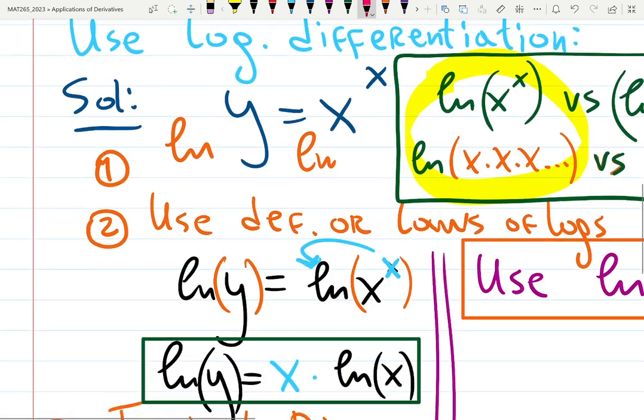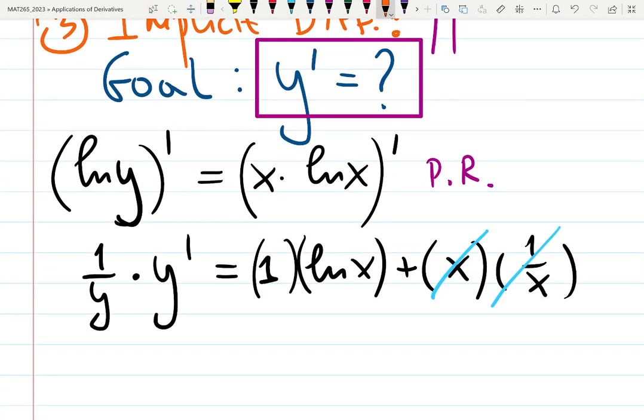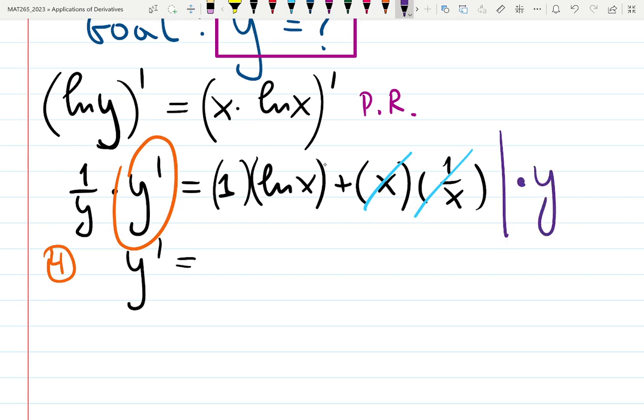So step 4. Step 4 is not anything new. We're performing implicit differentiation, so you know how to proceed. Identify y prime, isolate it. y prime equals, well, the only thing I need to get rid of is 1 over y. So I'm going to multiply by y. It's going to be ln x plus 1. Don't forget, x over x is not 0, it's 1. Times y, different color, times y.